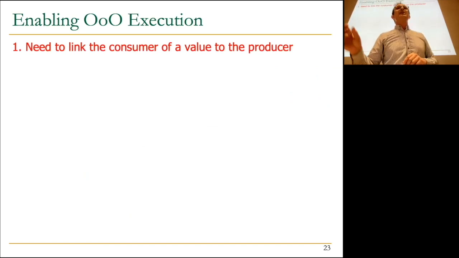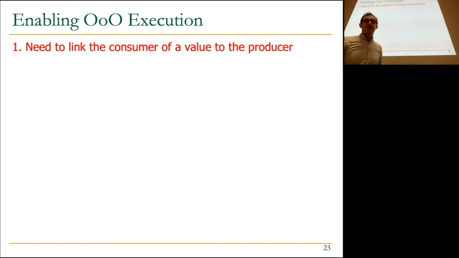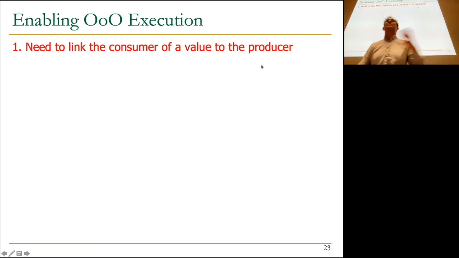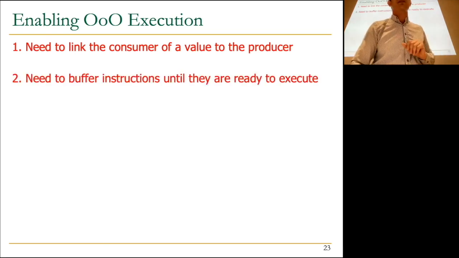One is you need to make sure that the correct data value semantics are obeyed, meaning the consumer of a value needs to be linked to the producer so that the consumer gets the correct value or a correct definition of a register. And this is done via register renaming, as we will see.